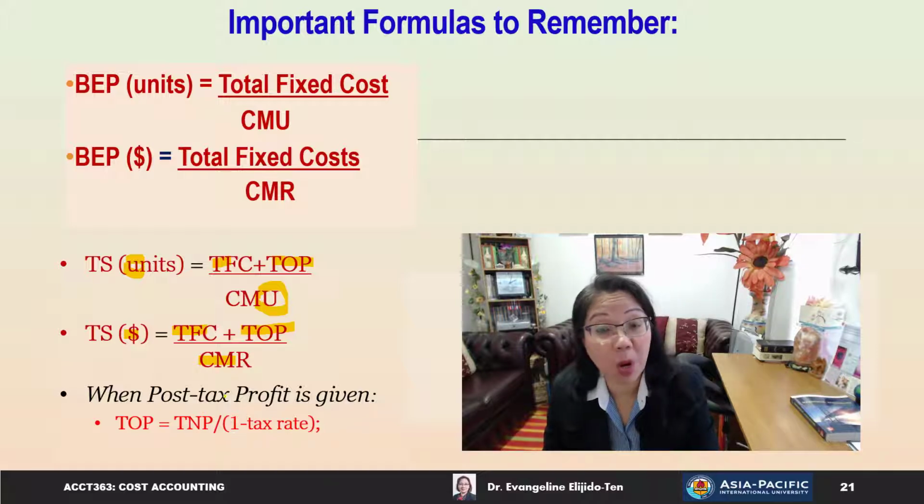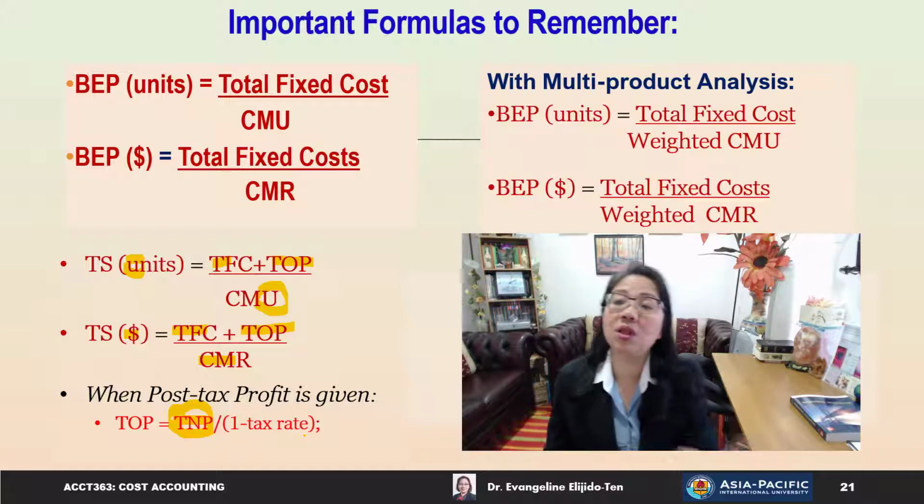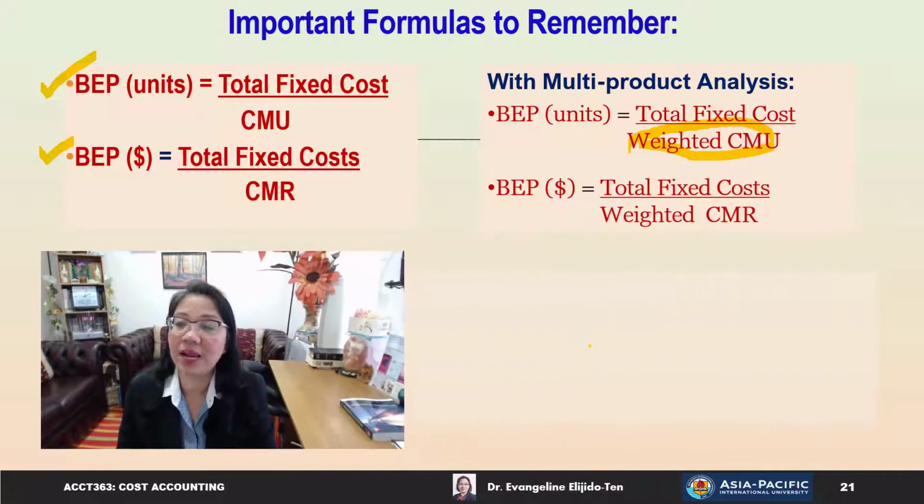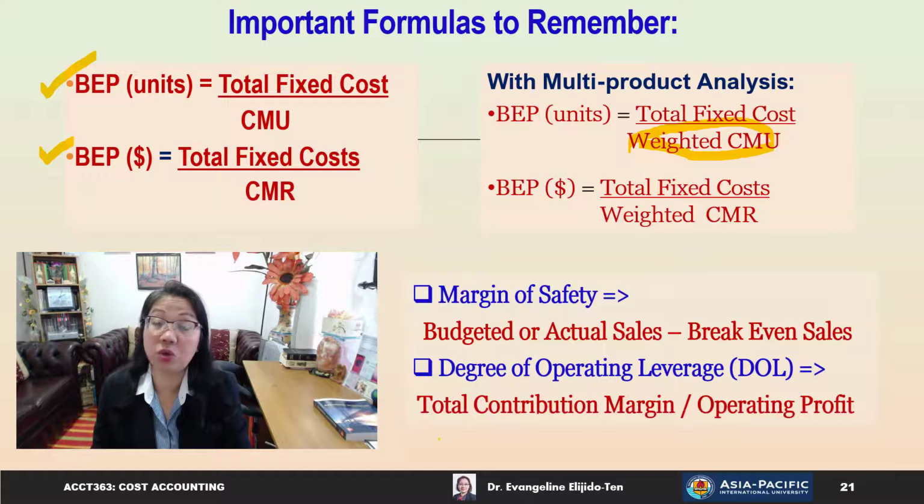All right. When there is post-tax profit given, then make sure that you convert your targeted net profit or net income to before tax profit. So it should be targeted net profit divided by 1 minus the tax rate. With multi-product analysis, the formula would be very similar to what we've calculated in break-even point in units and break-even point in dollars, but instead of CMU, we'll have to calculate weighted average CMU. All right. And finally, margin of safety is simply budgeted or actual sales minus the break-even sales, and your DOL is simply your total contribution margin divided by operating profit.